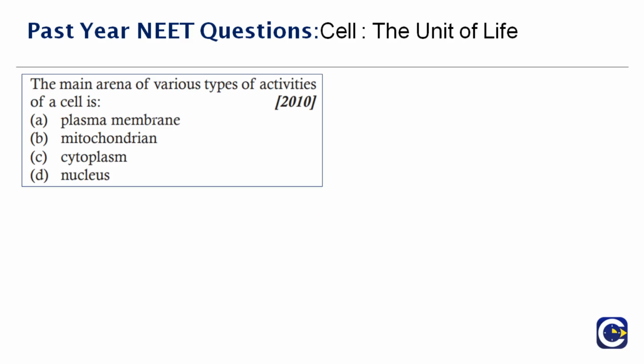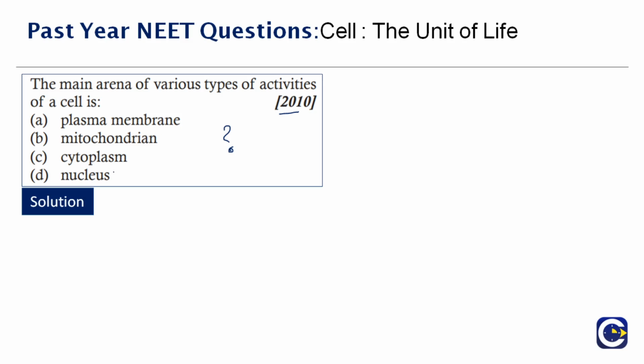Now next question. This question was asked in the year 2010. The main arena of various types of activities of the cell is dash. Main arena, the main organelle or the main part where the activities of the cell take place, or you can say it's the main site actually. You're given four options here: plasma membrane, mitochondrion, cytoplasm, nucleus. All four parts seem to be important for you, but out of the four, only one stands out when it comes to various activities.